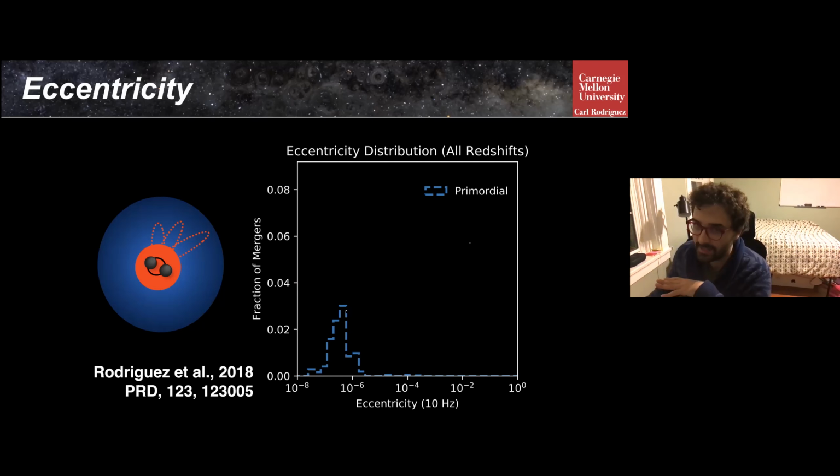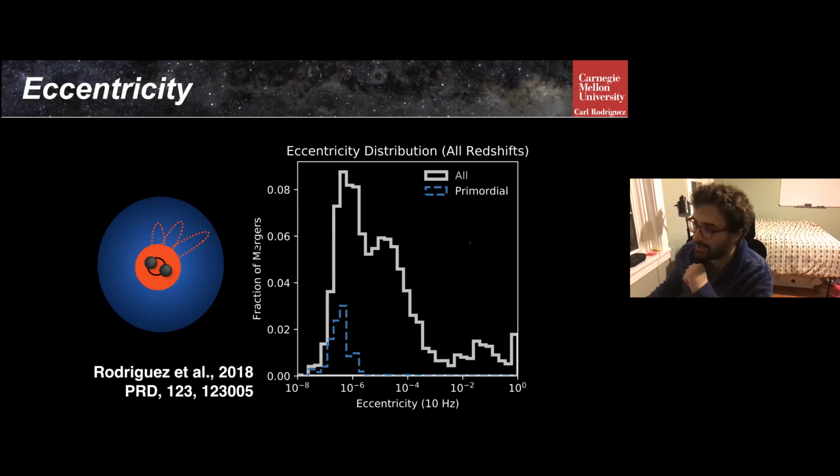But if I look at the entire distribution of eccentricities from globular clusters and from other kinds of star clusters, I get a distribution that looks much more like this. And in fact, essentially a trimodal distribution.